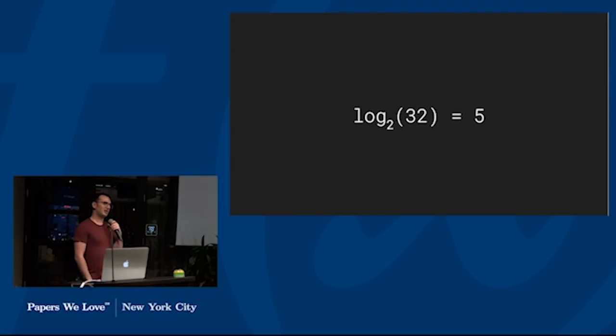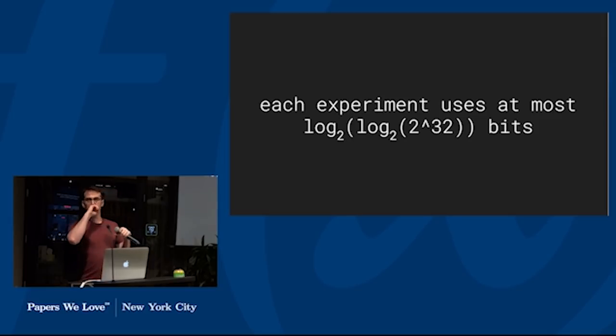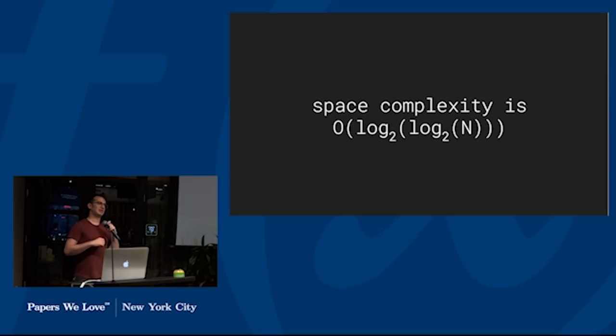Log base 2 of 32 is 5, so we can store that int in 5 bits, which gets us to the fact that all we need to do to store each experiment is log 2 of log 2 of 2 to the 32 bits. And I think at this point you can squint and see that the space complexity of this algorithm is now O of log log of the maximum possible size of this set. So that's how we get to the LogLog. We got the hyper, we did it. We got both halves.